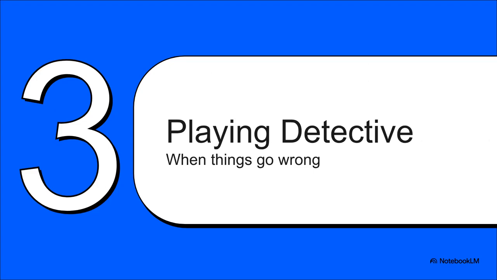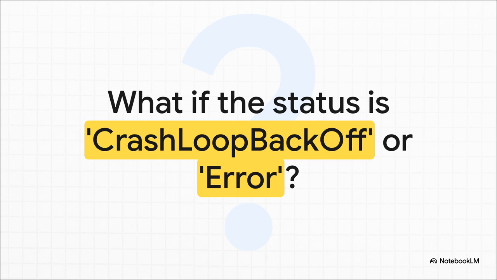But let's be real for a second. It doesn't always go this smoothly. Sooner or later, you're going to have to put on your detective hat and figure out what went wrong. So what do you do when get pods gives you something scary looking like CrashLoopBackOff or just a plain old error? These statuses are great at telling you that something is broken, but they don't tell you what is broken. For that, we've got to dig a little deeper.